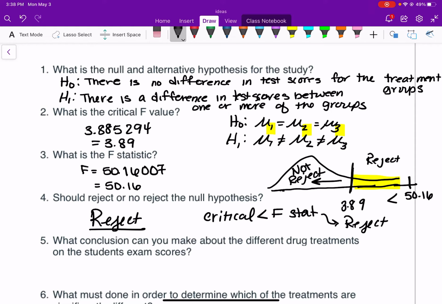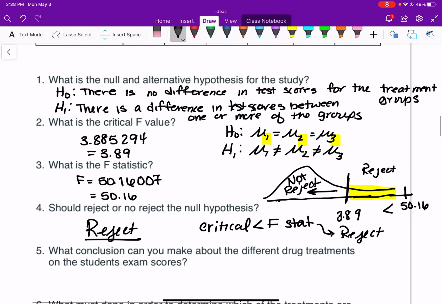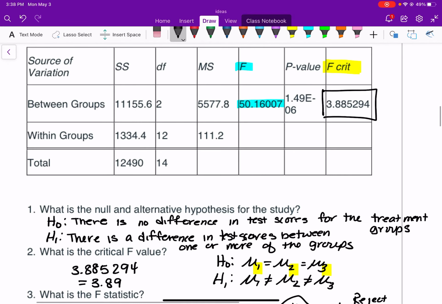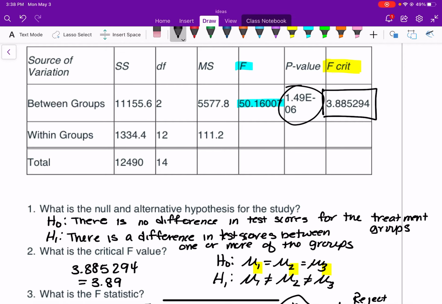Okay, now we can also really quickly look at our p-value and notice that our p-value is incredibly small. Anytime you see this e to the negative 6, that just means that that decimal would move to the left 6 spots. So you would have point with 5 zeros, 149, which is a very, very small number, definitely smaller than an alpha of 0.05. So we would also see that we could reject there.